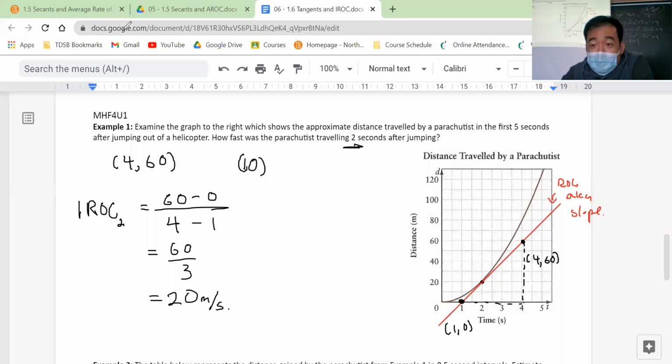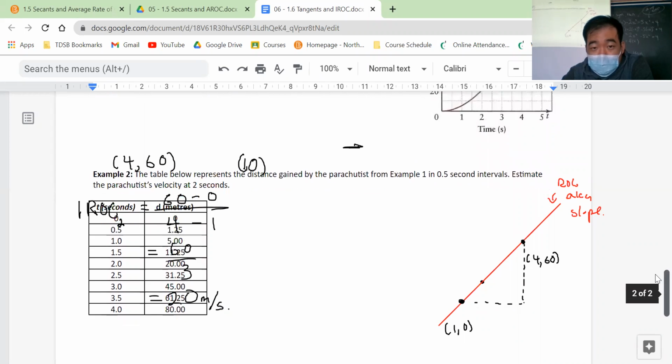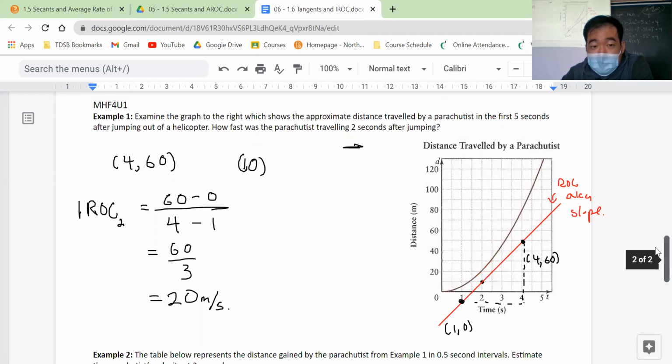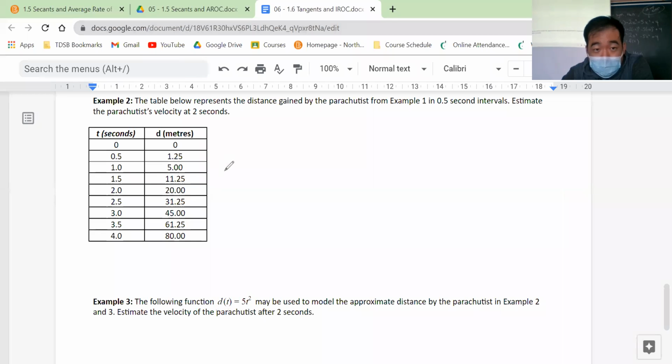Instead of a graph, if the question happens to give you a data table, like the one here, I'm going to clear this. If you want to pause the video to copy it down, you can. If the question gives you a data sheet, we want to have as small an interval as possible. The table below represents the distance gained by the parachutist from example 1 in 0.5 second intervals. We want the interval to be smaller than what we had before, and the smallest interval we can do safely right now is 0.5 seconds.